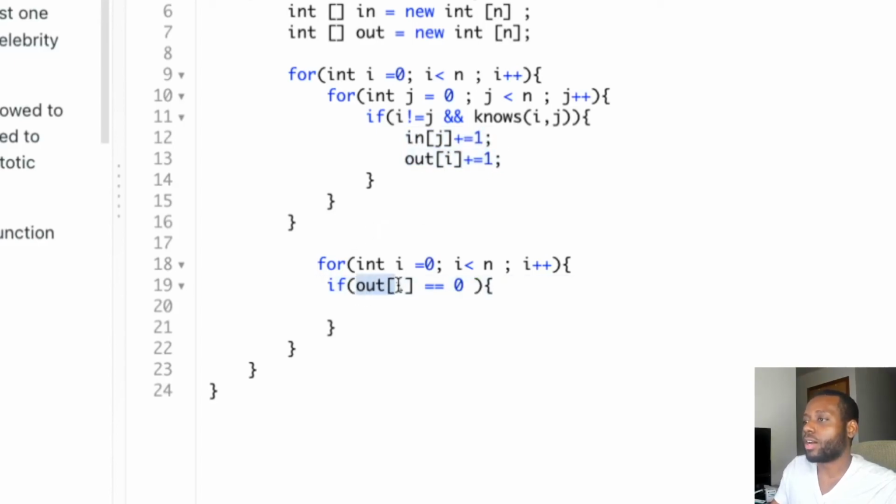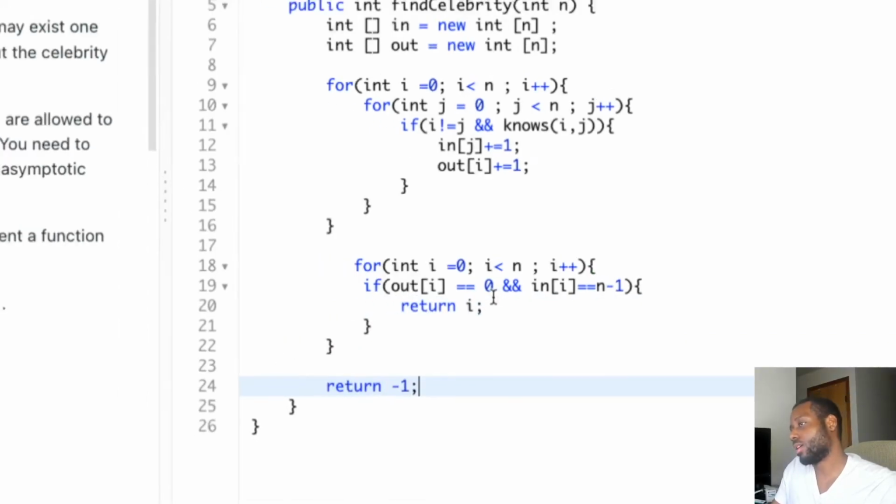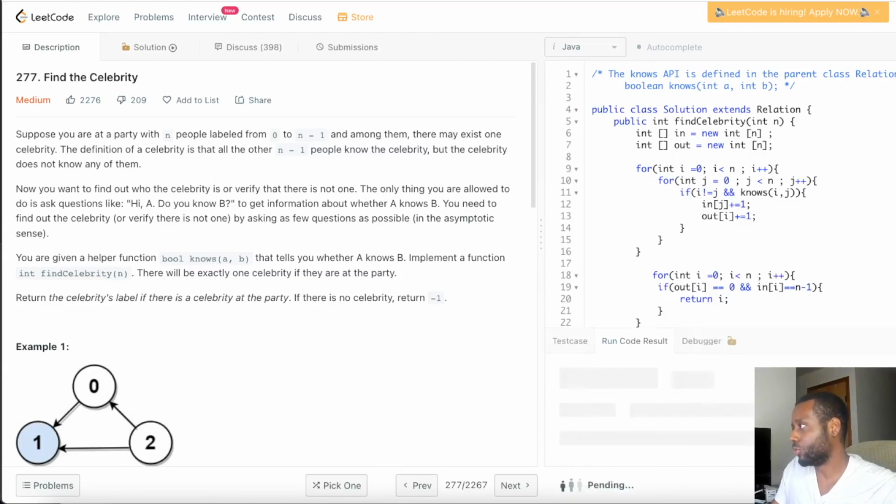Then we look through every node, every single element. If the out-degree is 0 and the in-degree of that element equals n-1, then we can safely say that has to be the label, the node that we're looking for.